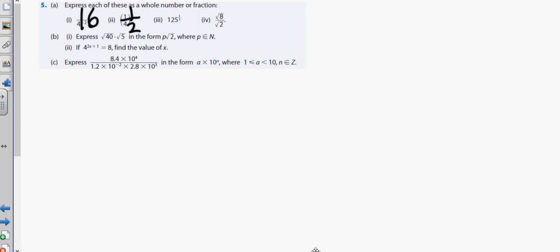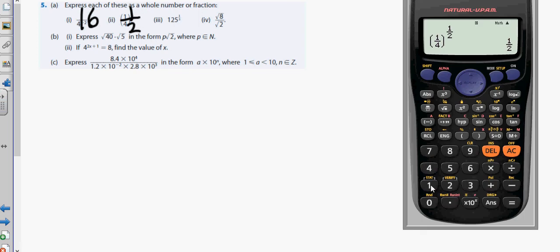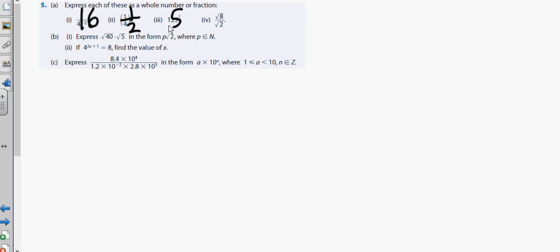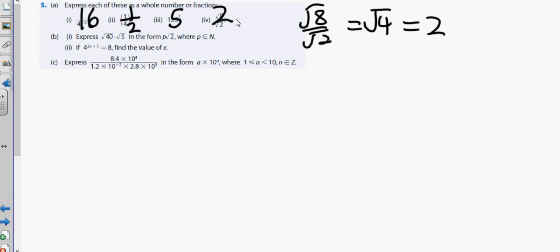Then we have 125 to the power of a third, which is the number 5. Then finally root 8 divided by root 2 is root 4, and root 4 is the number 2. So the answer for that one is 2.